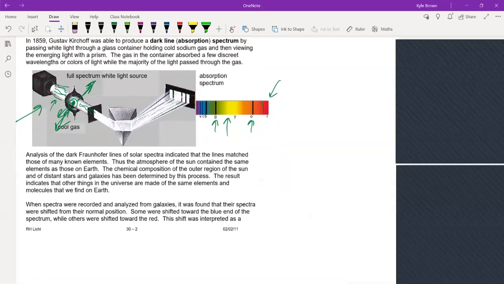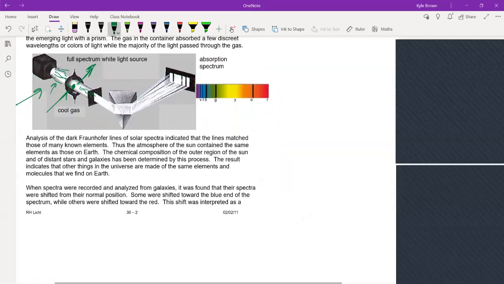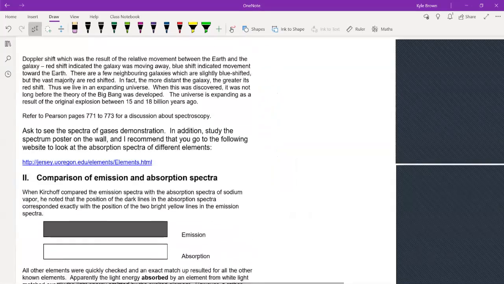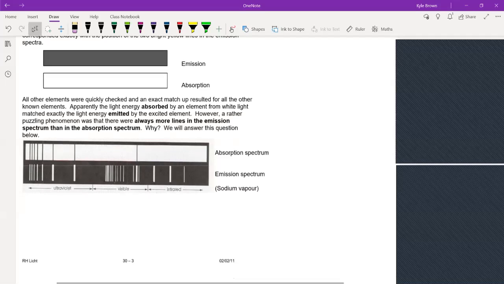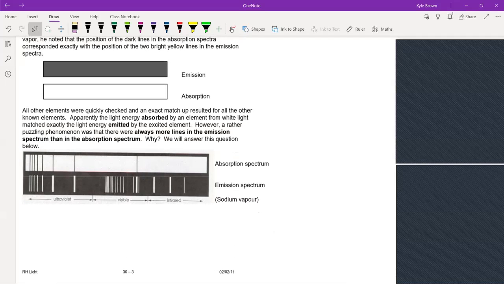Why are these lines where they are for this gas? That's the big question that we're trying to answer here. This was one of the big questions they had. Here is our absorption spectra, so these are our lines here. And you can see that these lines correspond to these lines pretty perfectly all the way down.